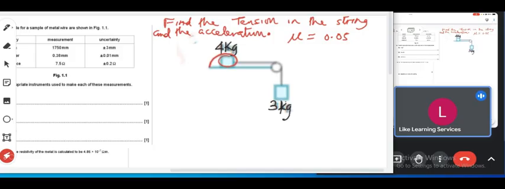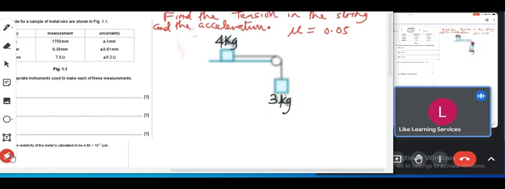You have this block, 4 kg, resting on this table, on this platform. Then there's a pulley and a string connecting this 4 kg block with another block, 3 kg. Now if this second block, which I can call B, is released, you have to find the acceleration and the tension in the string.